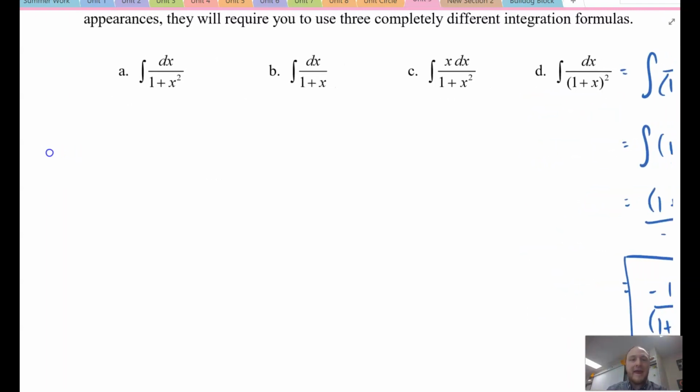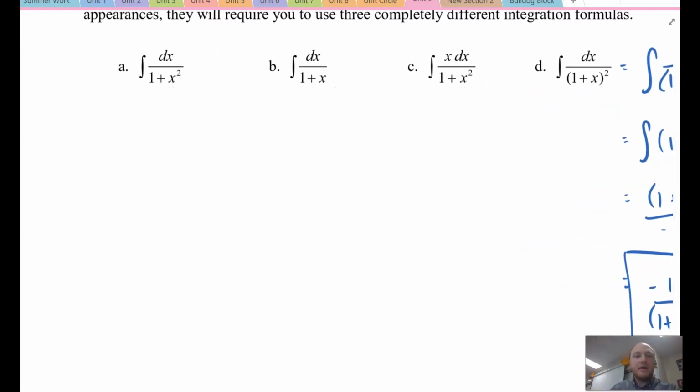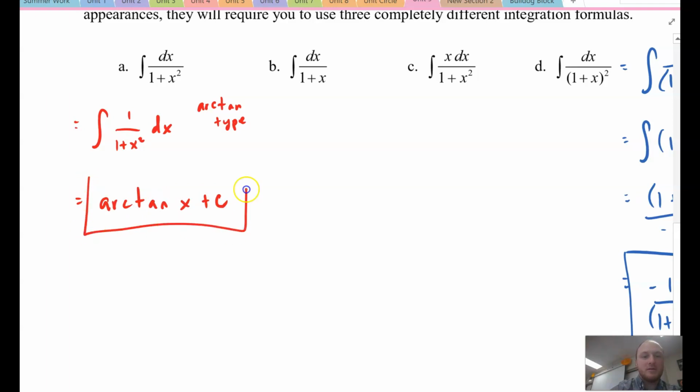We're going to look at A. Now, on A, what I hope you would see is something that we've just been working with. I have 1 over 1 plus x squared dx, and I hope that you see that this is arctan type, that I have a 1 squared plus x squared. So this is just straightforward arctan of x plus c. And there you have it. Very, very simple.